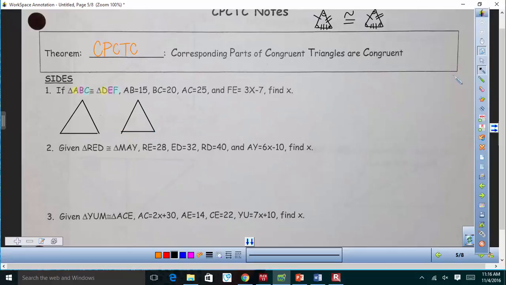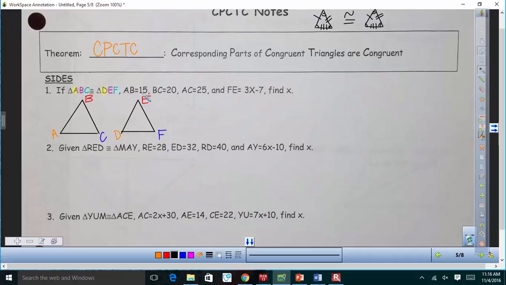Okay, so wherever I put A on my left triangle, I want to put D on my right triangle. Wherever I put B on my left triangle, I want to put E in the same spot on my right triangle. And wherever I put C on my left triangle, I want to put F in that same spot. So do y'all see how it's in the same order? Okay. Now we can label.